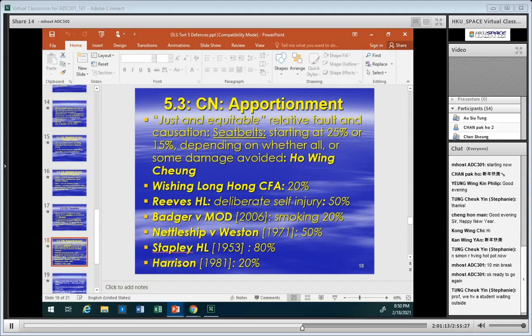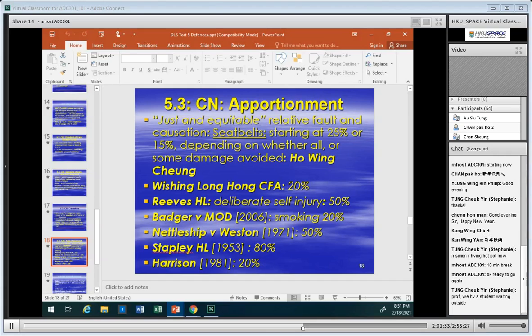So all the cases on the screen are just by way of guidance, except perhaps you could argue Ho Wing Chung and the seatbelt case a bit more than just guidance. There's sort of almost a tariff range between 15 and 25% reduction in the seatbelt cases. All right.